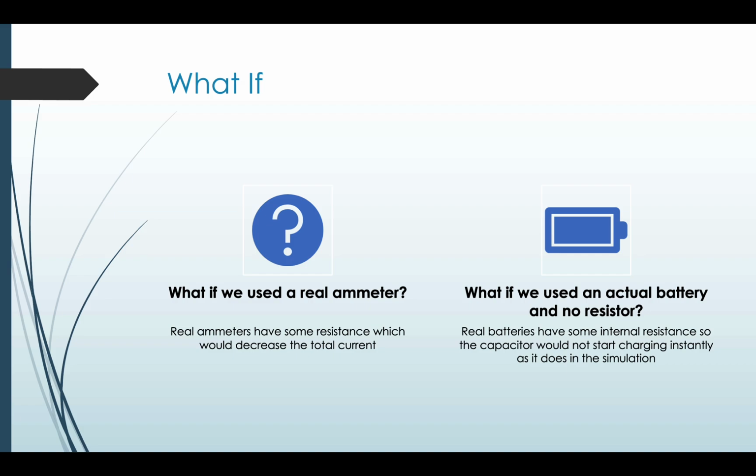So what if we used a real ammeter? Real ammeters have some resistance, which would decrease the total current in the circuit. And also, what if we used an actual battery and no resistor? Real batteries have some internal resistance, so the capacitor would not start charging instantly as it does in the simulation.